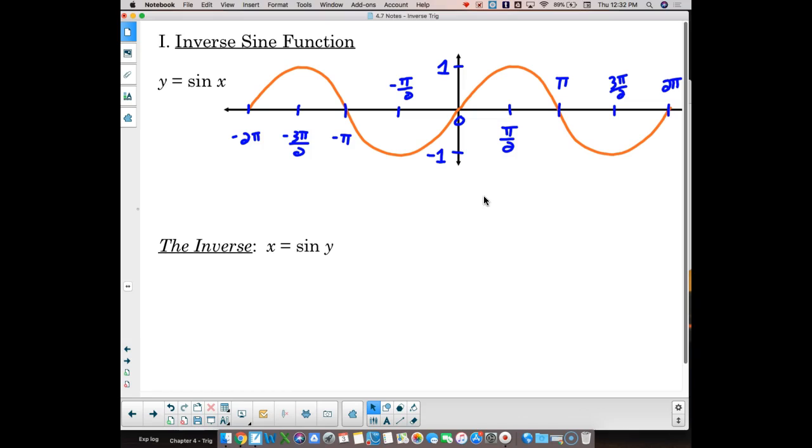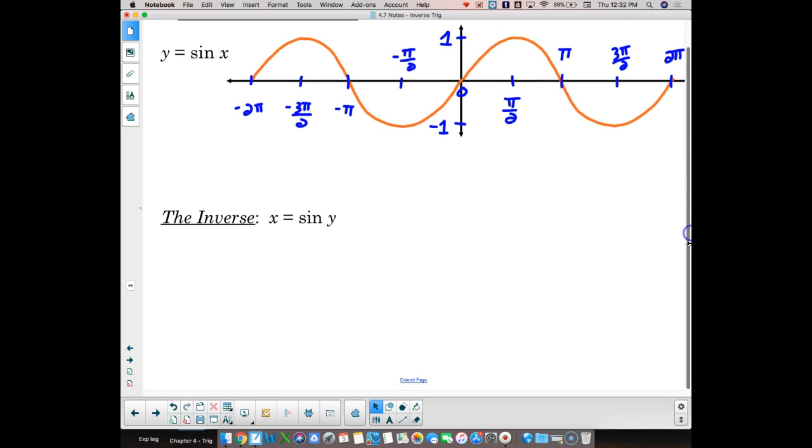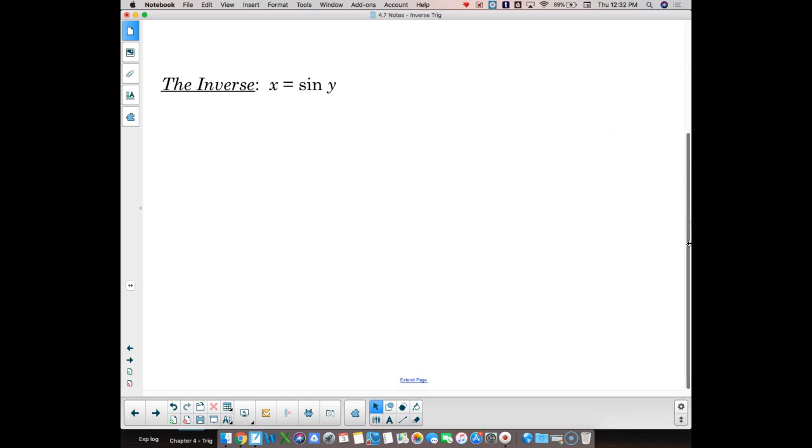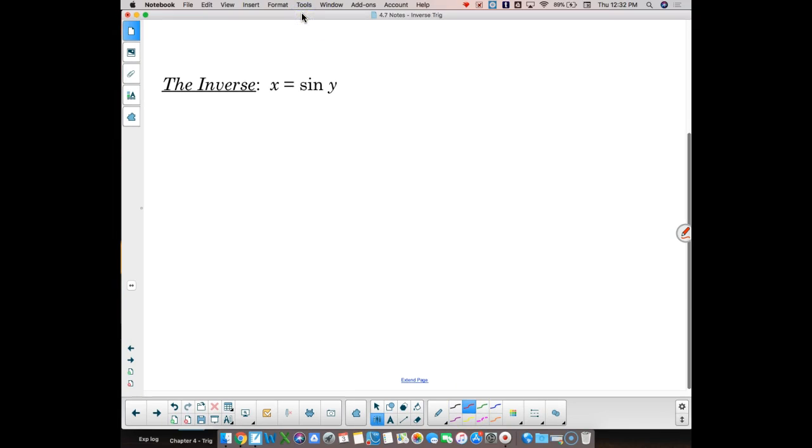All right. So, now, let's talk about the inverse. If I am creating the inverse, that means I am, again, switching x and y, right?